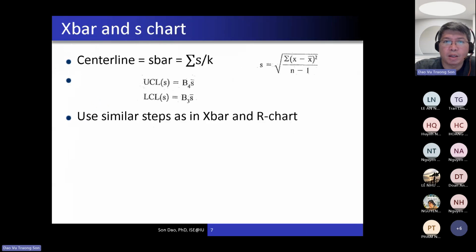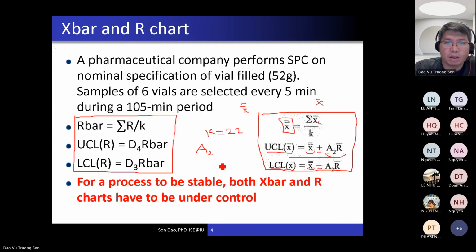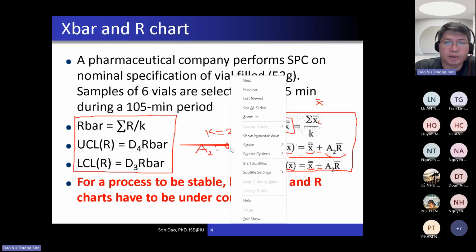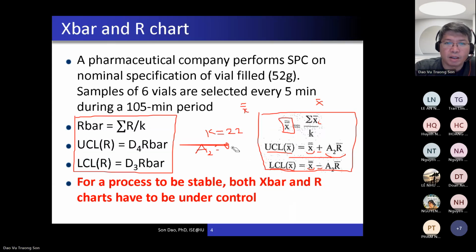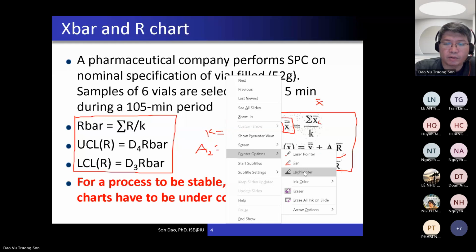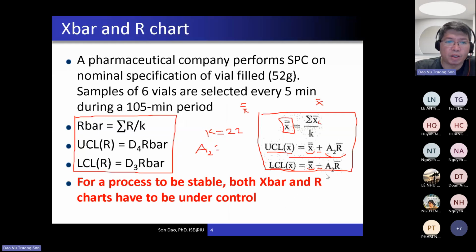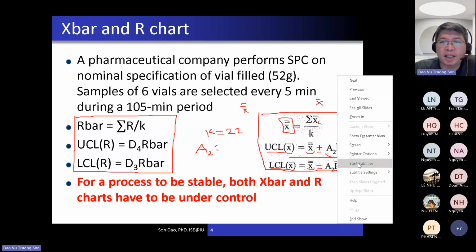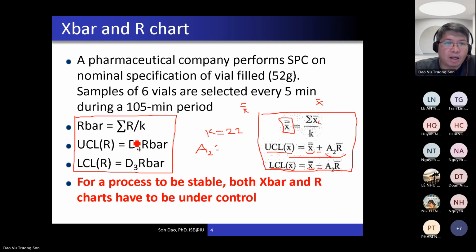So A2 will be 0.483. For the X bar chart, we already have A2. Now our job is to find R bar. So what is R bar? R bar is basically the same as here. So this is R bar.